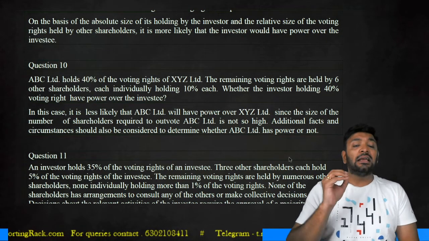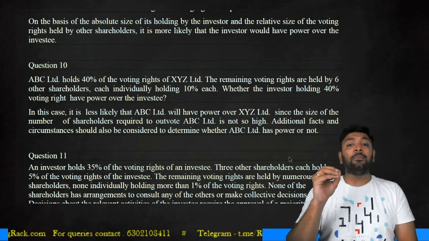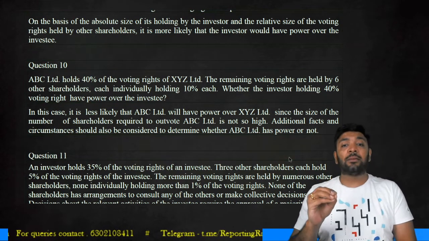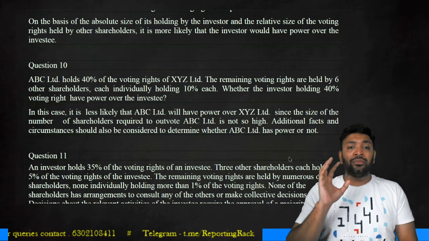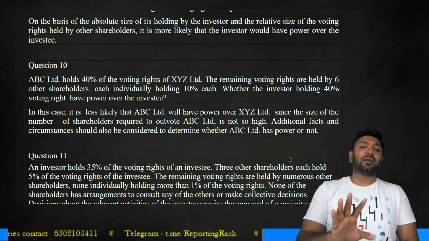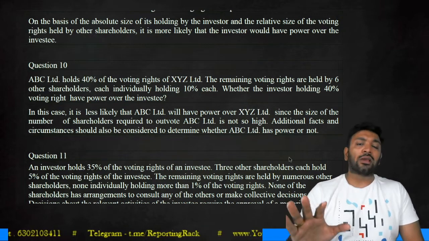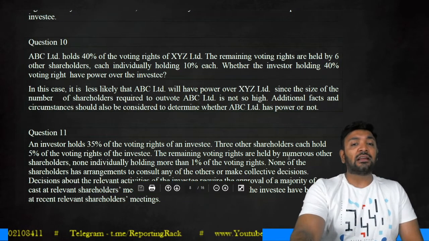Look at the answer. In this case, it is likely that ABC has power since the number of shareholders required to outvote ABC is not so high. The additional facts and circumstances should be considered to determine whether ABC has power or not. So you cannot really establish, guys, only with the given example.